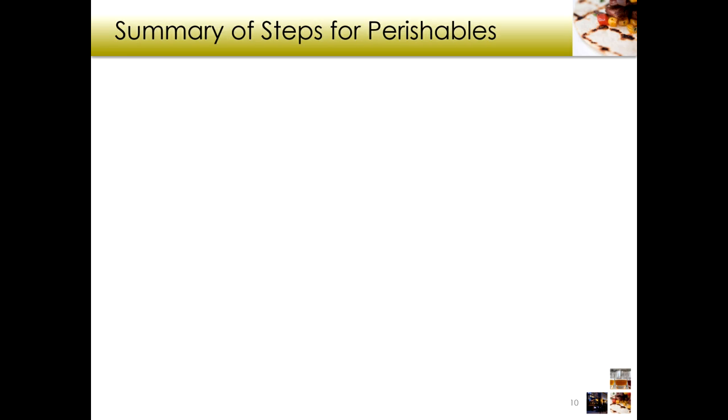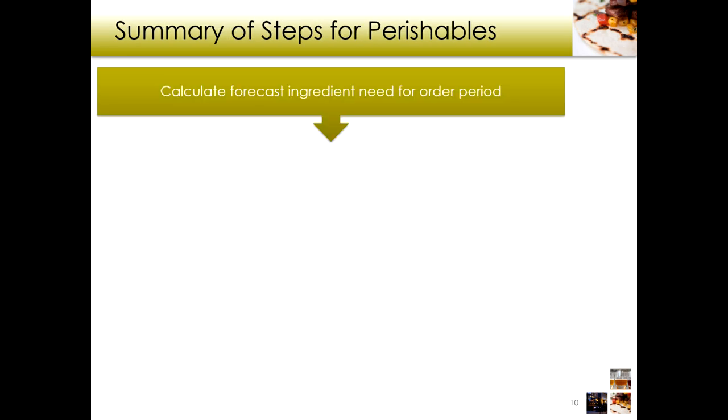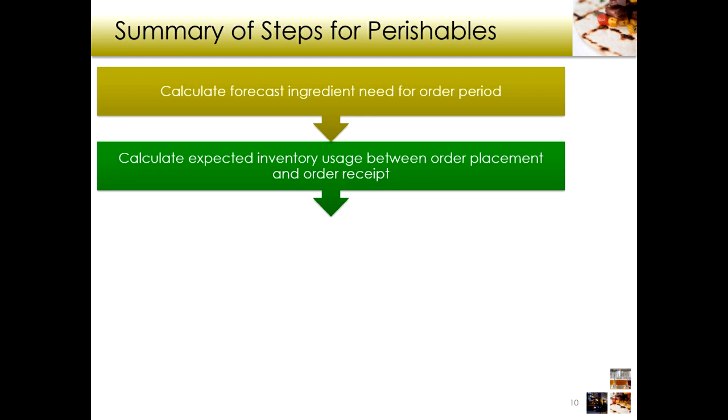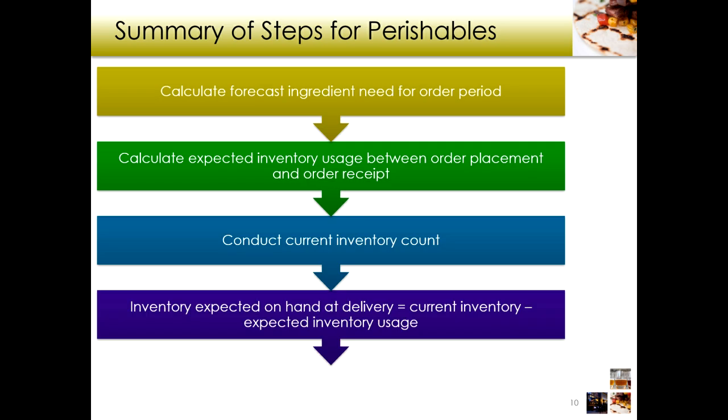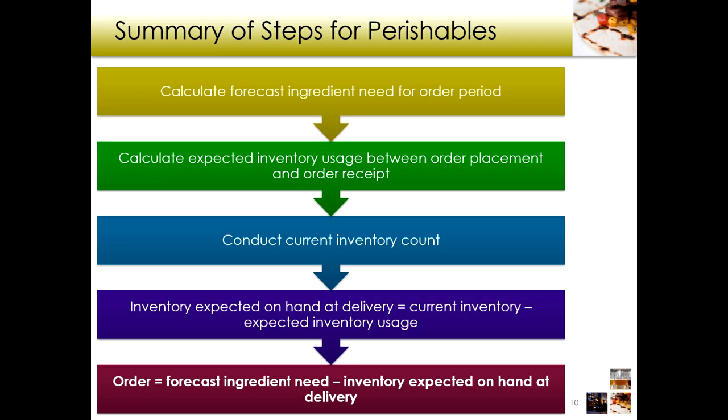Okay, so to summarize all the steps, first we're going to calculate the forecasted ingredient need for the order period, right? Then we're going to calculate the expected inventory that we're going to use between order placement and order receipt. Then we're going to conduct an inventory count. And then we're going to have our inventory we expect to have on hand at delivery. So we're going to figure out how much we actually need to order based on what we think is still going to be in our cooler come the delivery, right?